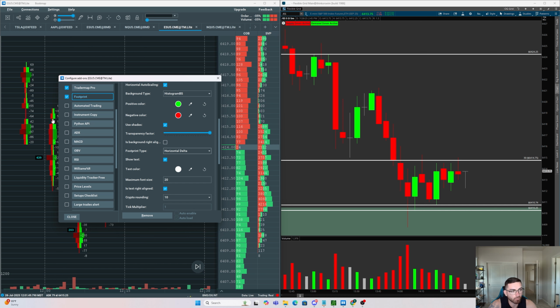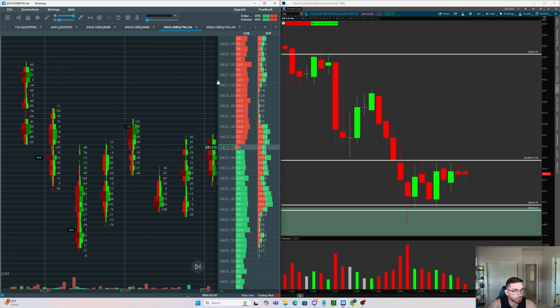And if you don't care about reading both sides within the footprint chart, you can actually go back to the footprint type and just change it to horizontal delta, which essentially is going to take both the buy and sell orders and subtract them from each other. And it's going to let you know where the buyers or sellers are in control at a specific level.